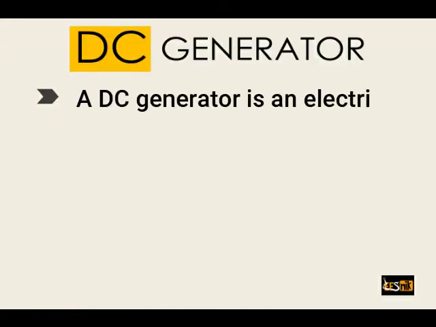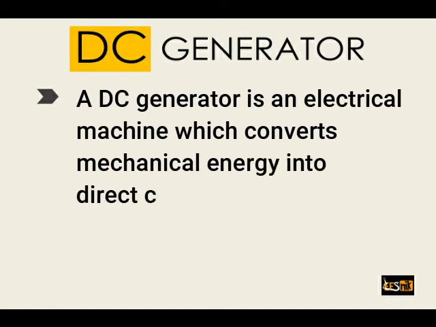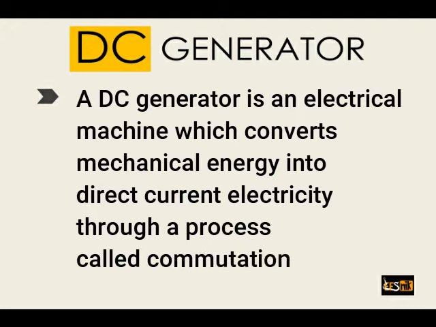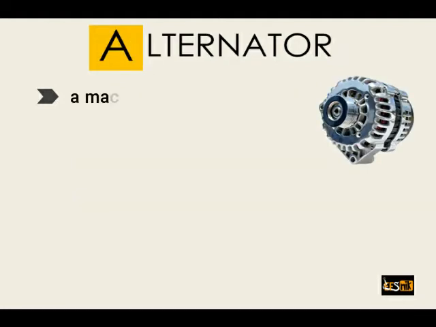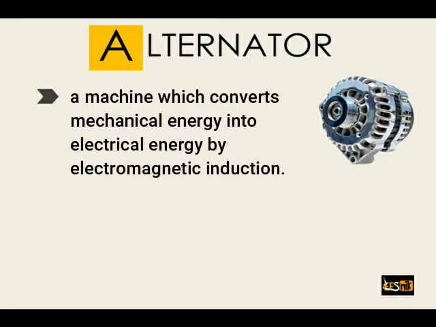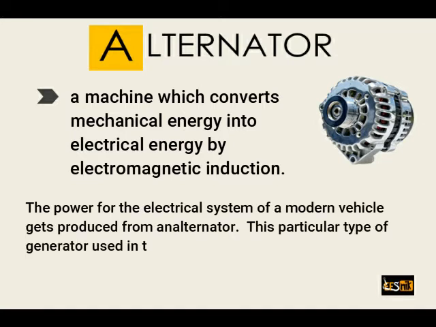A DC generator is an electrical machine which converts mechanical energy into direct current electricity through a process called commutation. An electrical generator or alternator is a machine which converts mechanical energy into electrical energy by electromagnetic induction. The power for the electrical system of a modern vehicle is produced from an alternator.